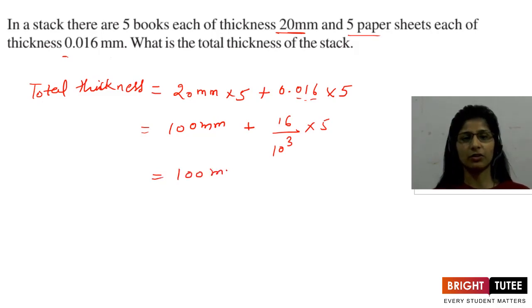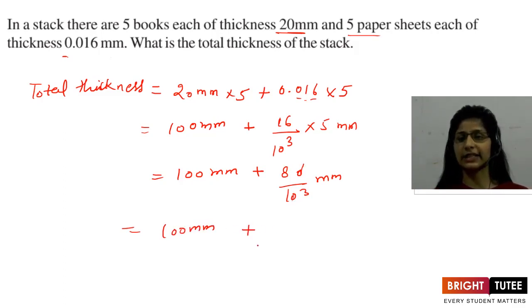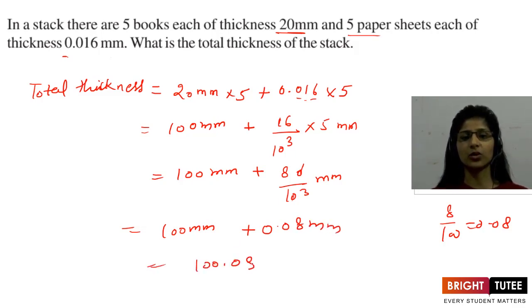Okay, so 100 millimeter plus. Can you just try 16 and 5? 5 6s are 30, 5 1s are 5 and 3 is 8. Divided by 10 to the power 3 millimeter. Okay, so we get 100 mm plus 10 will get cancelled with 1000, so we get 8 upon 100. 8 upon 100 is 0.08 mm. Can we add them? We'll get 100.08 mm, that is the millimeter.